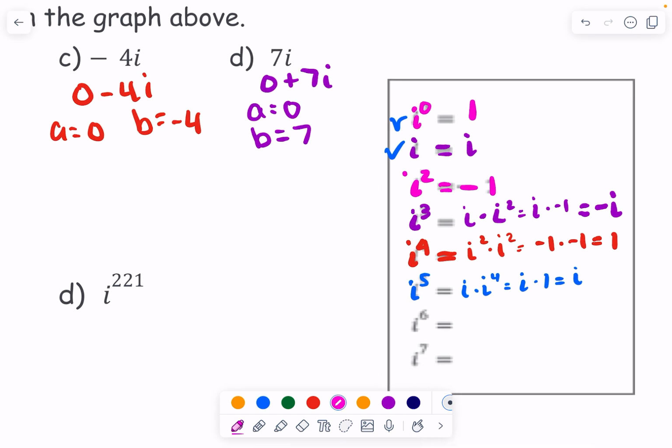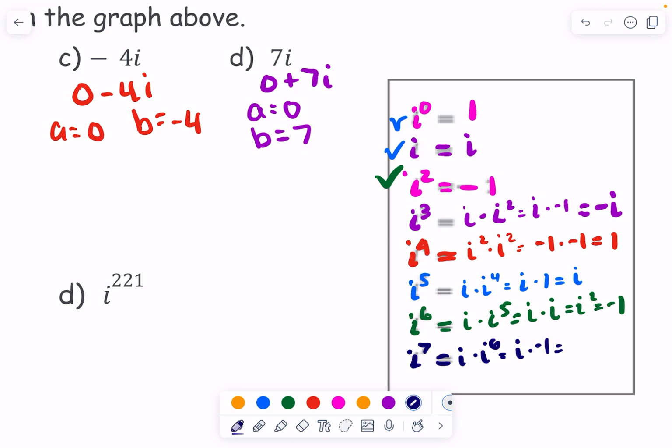Because that pattern is just going to keep continuing, right? i to the 6th is equal to i times i to the 5th, which is i times i, which is i squared, which is -1. Look, we had a -1 there as well. And then we keep going. i to the 7th is i times i to the 6th, i times -1, and then that's going to be -i. And here we go. And if we keep going, we're going to keep going with that pattern.